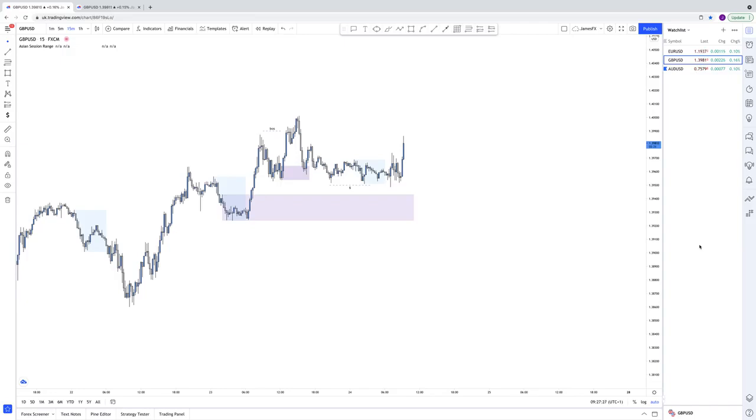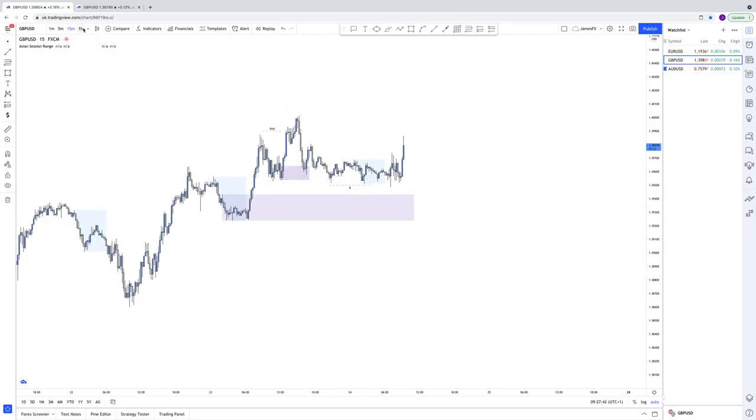So I'm just going to go through GU and go through some little tips on liquidity and the Asian session. And yeah, let's get into it. So I'm on the 15-minute time frame.